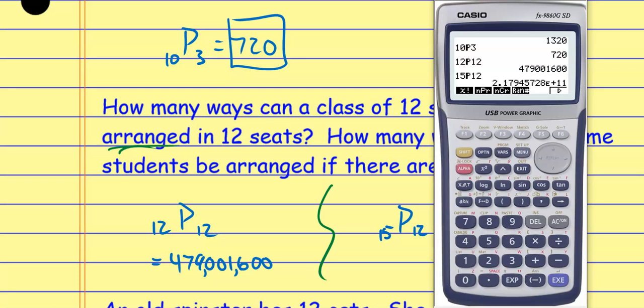Notice my calculator here has a little E and a plus sign. That's scientific notation. It's saying 2.17945728 times 10 to the 11th power. So this number is enormous, all right? And that's just showing you how many different possibilities this could have, okay? And so I'm not even going to write that guy down because it's a ridiculous amount, okay? But hopefully you get the point.